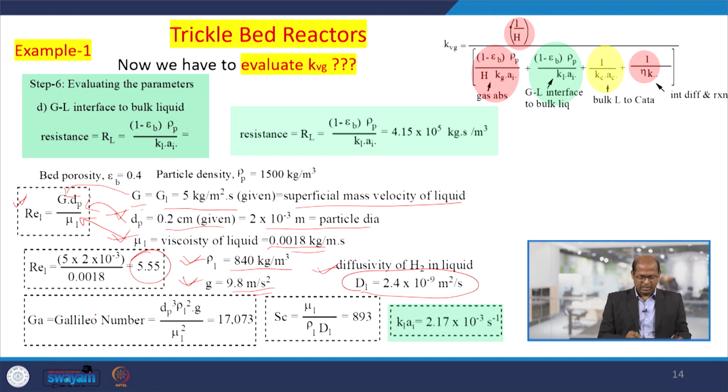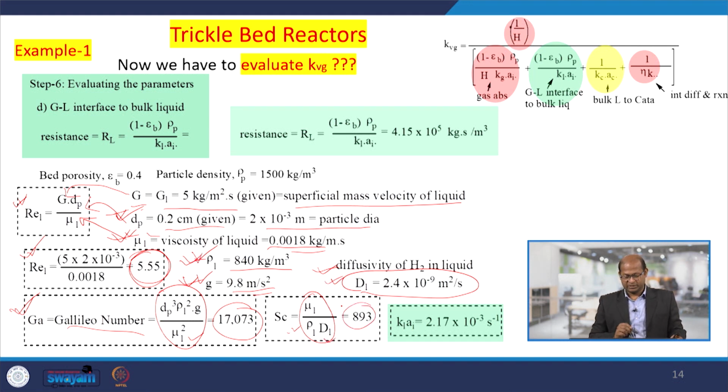Okay, the Reynolds number that we are getting, 5.55, is the liquid Reynolds number. And the Galileo number we also find out. d_P we know, density of the liquid is known, G value is known, viscosity of liquid is known. So, if you substitute, the Galileo number comes to this. The Schmidt number similarly we can find out: mu_L is given, density of the liquid is given, D_L, the diffusivity of hydrogen in liquid, is given, and the Schmidt number is coming to this.